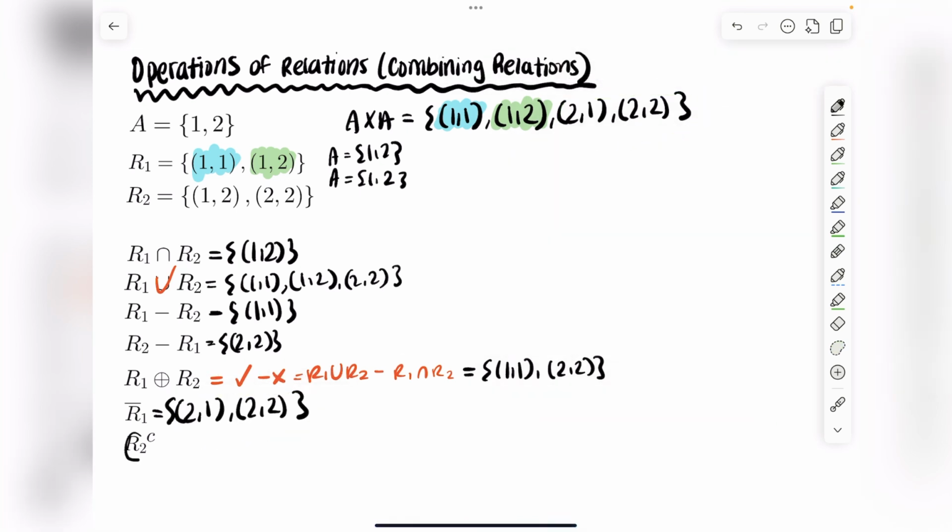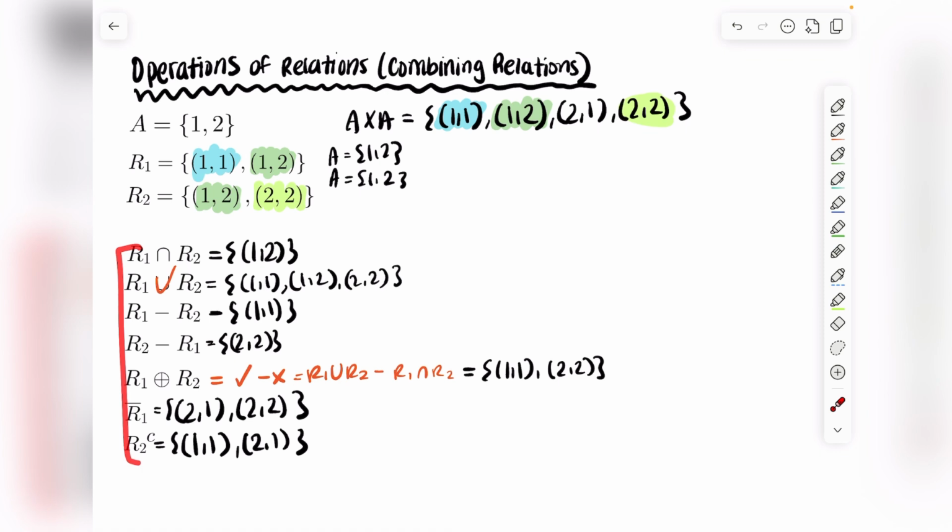Same thing with this one, R2 complement. That just means the opposite of R2. So you want everything that's not in R2. So recognize R2 has (1, 2), so this one, and it has (2, 2), so this one. So you want everything that's not these two. So you're just left with (1, 1) and (2, 1). So your set is going to be equal to {(1, 1), (2, 1)}.